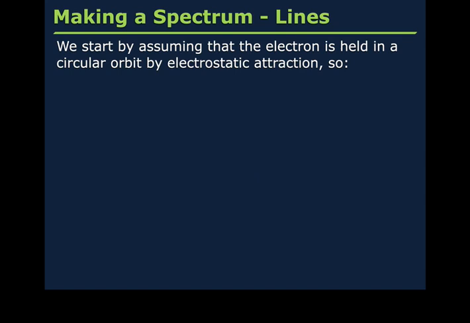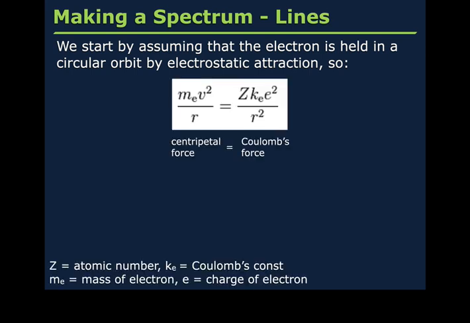So we can go through the math of how that change in energy translates to a numerical energy and eventually to a wavelength. We can start off by assuming that the electron is held in its little circular orbit by electrostatic attraction. I know this isn't quite perfect, but for the Bohr model of an atom, it's an excellent approximation, so we can stick with that here. And that gives us this equation.